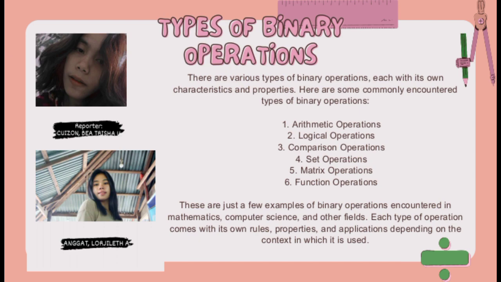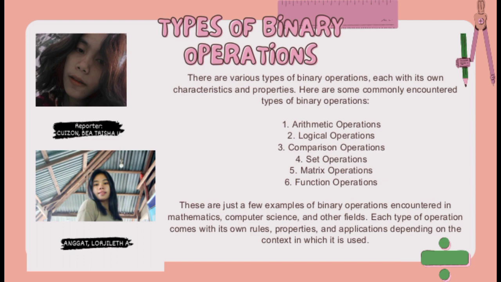Number 3. Comparison operations. These operations compare the values of two elements and return a Boolean result. Comparison operations include equality, inequality, greater than, less than, greater than or equal to, and less than or equal to. These operations are frequently used in programming and algorithms.